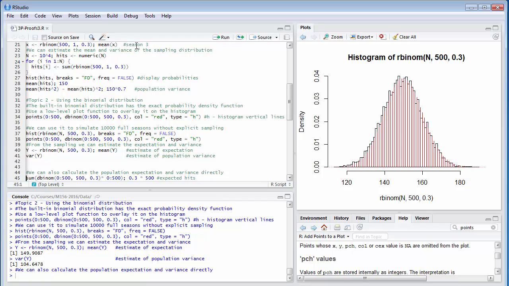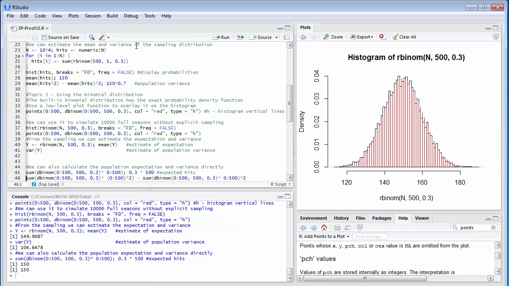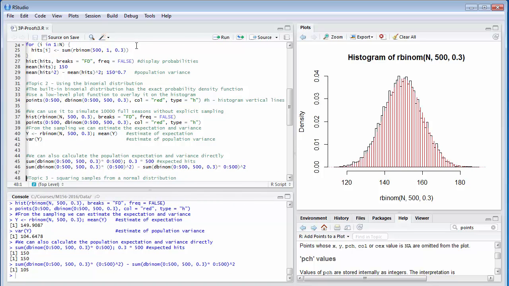Alternatively, I can get the expectation and variance straight from the dbinom function. All I have to do is take the probability of each value between 0 and 500, multiply the probability by that value, and I get exactly 150. If, on the other hand, I square the numbers 0 through 500 and then subtract off the square of the expectation, I get exactly the population variance, which is 105.